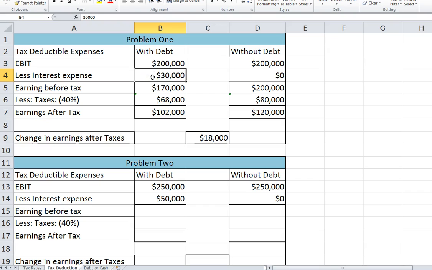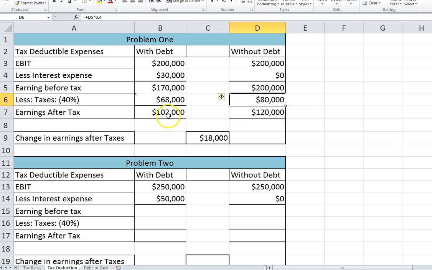The debt is tax deductible. So you can reduce your earnings by the amount of interest you pay on your debt, and that gives you your earnings before tax. Here your earnings before tax are $170,000 because you were able to deduct $30,000 in interest expense, while here they have no debt, so they have no interest expense, so their taxable liability is higher and they pay more taxes. So the end result is, if you have debt and it generates interest expense, you could wind up having a lower tax liability. Your taxes here are $68,000 versus $80,000.